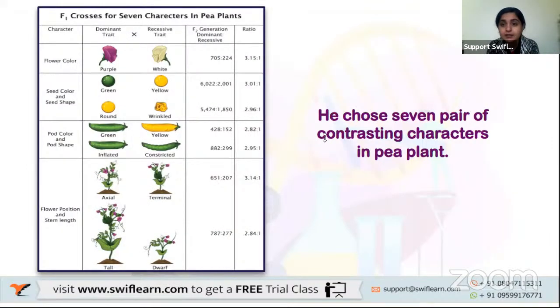So I would say, he chose seven pairs of contrasting characteristics in a pea plant. And what were those seven characteristics? So those seven characteristics, if I just go by the list, are the pea shape, if they were round or wrinkled. He also observed the pea color, like was it green or was it yellow? He also observed the pod shape, that is constricted or inflated. He observed the pod color, whether it was yellow or green.